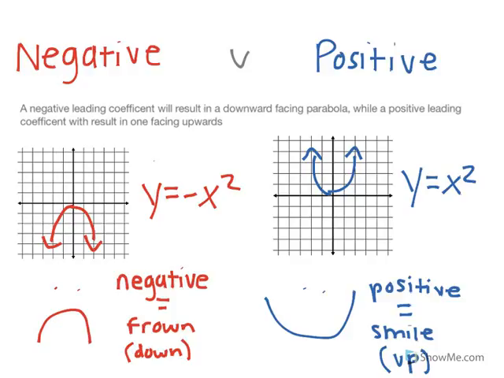Now, negative versus positive quadratics. A negative leading coefficient will result in a downward-facing parabola, while a positive leading coefficient will result in an upwards one. So I just use x squared as my example. So if I had negative x squared, it faces down. Think about it. When you get negative, like money, which means you owe money, you're frowning down, it looks like a frown of a frowny face. And then when you have positive, when you're positive, you're smiling. So positive, smile, up.